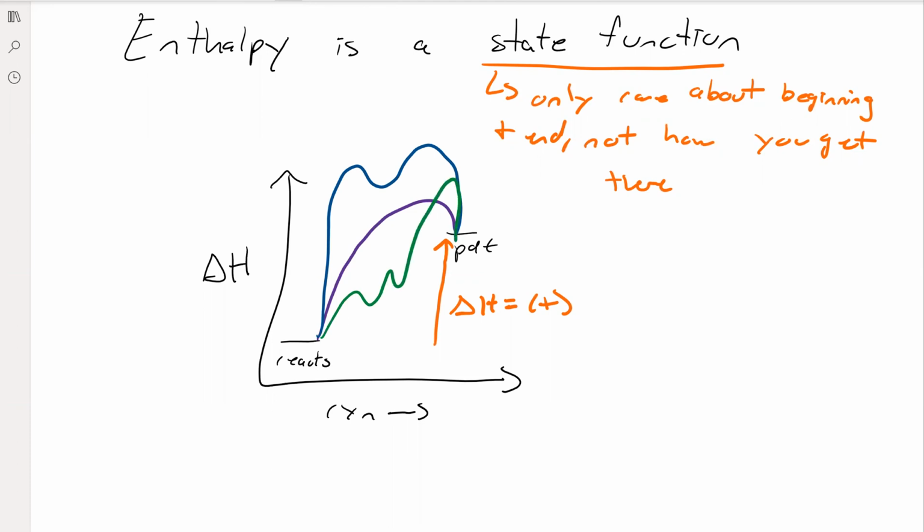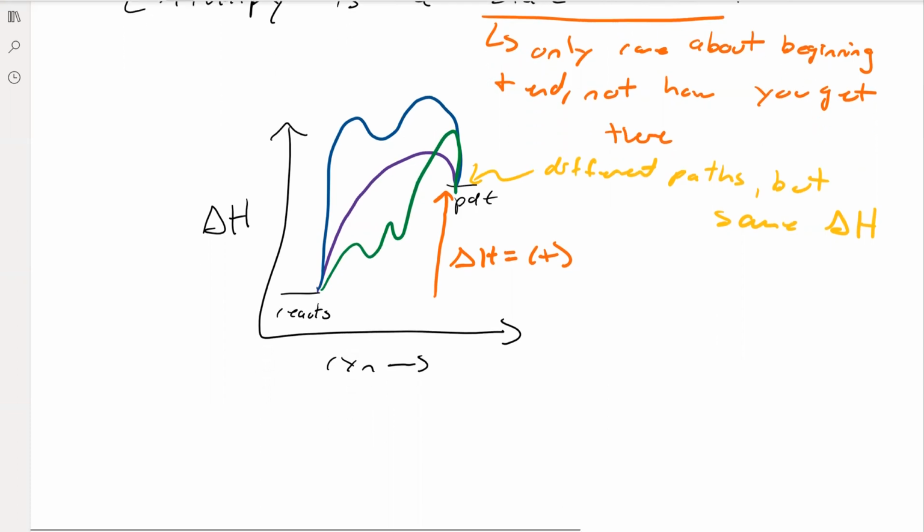And you'll learn about these in Chem 102 when you get to reaction coordinate diagrams. But the main point is when we're talking about enthalpy, we don't care how you got there. They all took different paths, but they all have the same delta H. So delta H is a state function, because it doesn't matter how you get there. The end result is that your delta H is the same value.